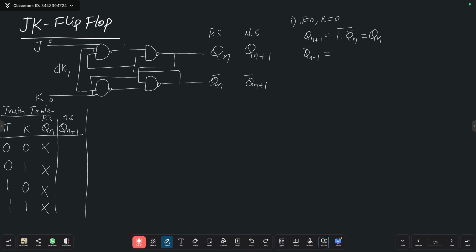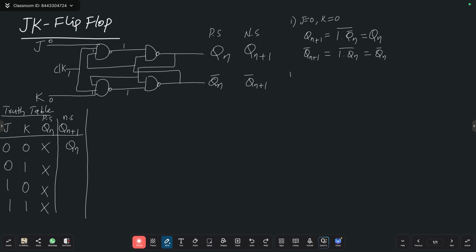Qn plus 1. What is going to happen here? Again, 0, 1. 0, its complement is 1. Same here also, you will get 1 into Qn whole bar. Then what you are going to get here? Qn bar, which means it is a no change condition. Are you following? Because Qn plus 1 we are getting Qn, and Qn plus 1 bar you are getting Qn bar. Clear?